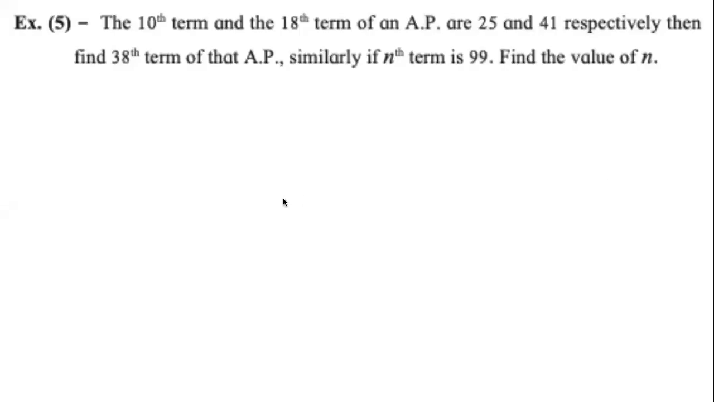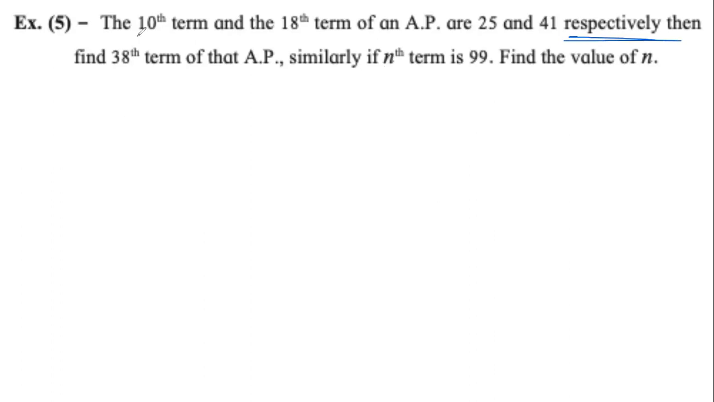Next question, example number 5. It's not difficult, but again it will use a lot of algebra. It says the 10th term and the 18th term of an AP are 25 and 41 respectively. Okay? A lot of English. We need to know the meaning of the word respectively.